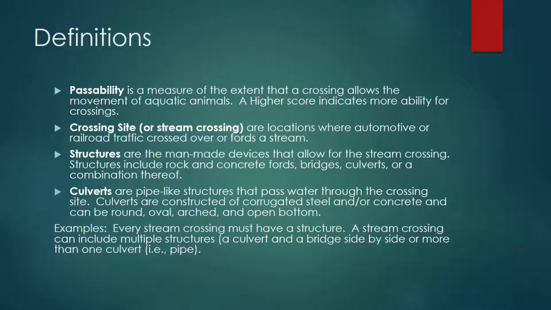Every stream crossing must have a structure. A stream crossing can include multiple structures. For example, a bridge with a culvert next to it, or multiple culverts in a row.